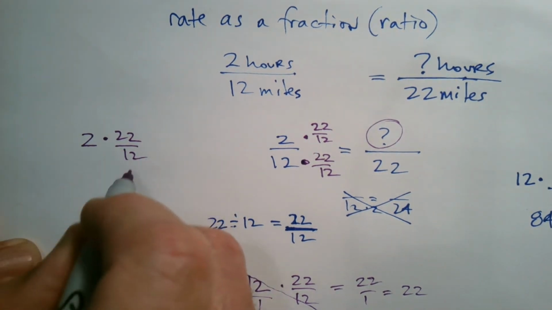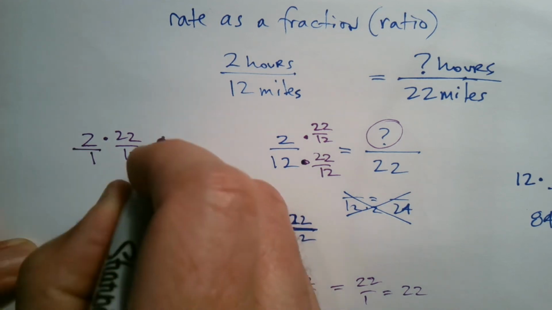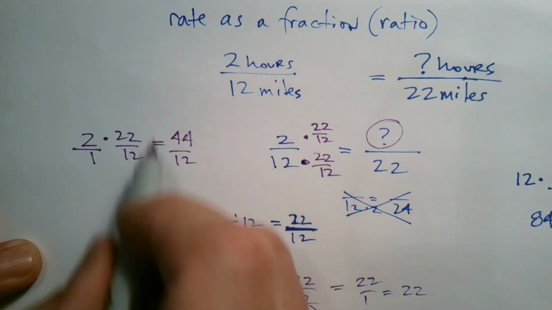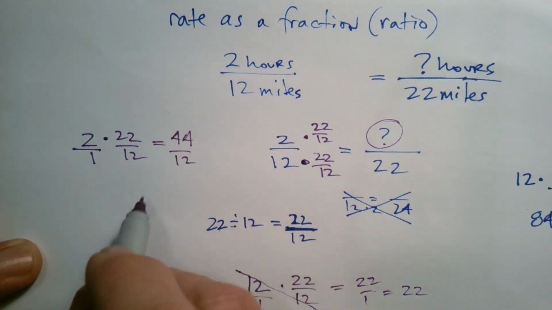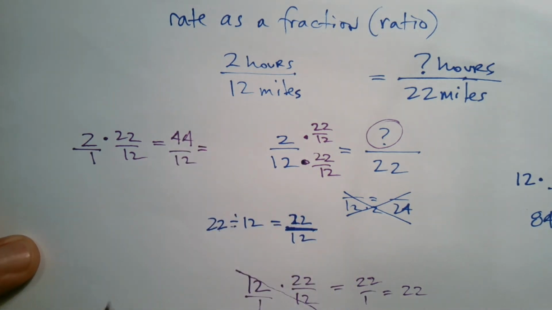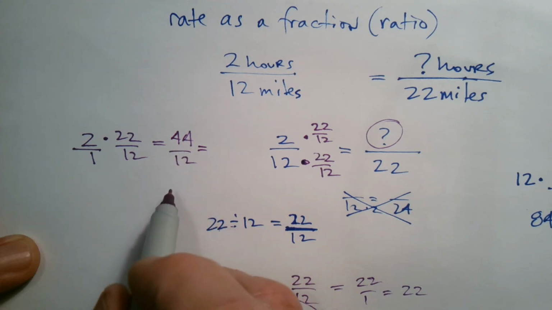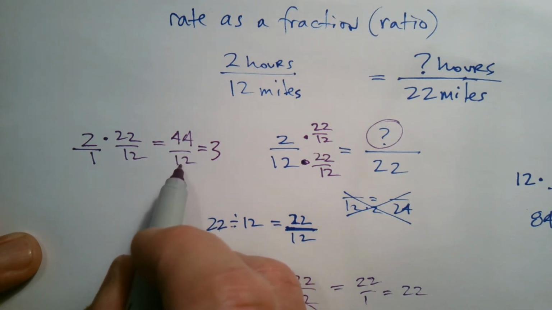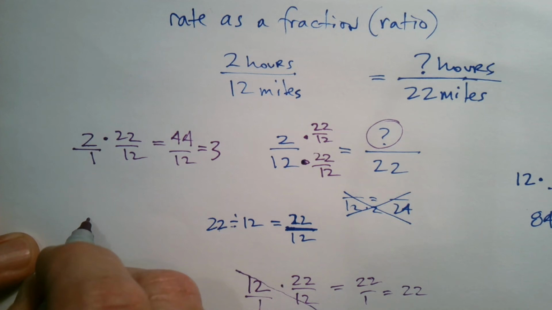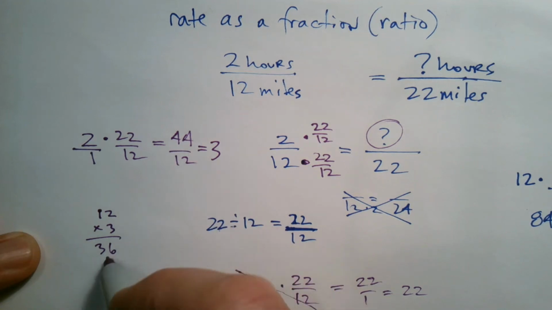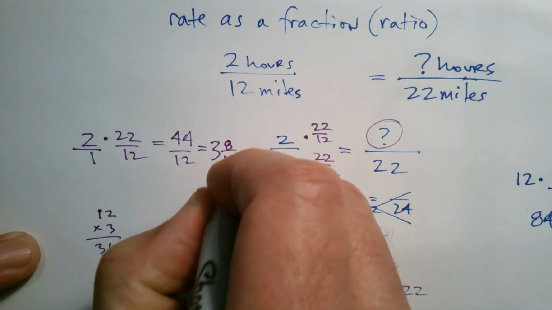Well, how do you multiply a whole number times a fraction? You put the whole number over 1, multiply straight across. 22 times 2 is 44 over 12. Now I've got to do the division here. And in this case, I'm going to leave my answer as a fraction, so I'm going to make this into a mixed number. So how many times does 12 go into 44? About 3 times. With what left over? Let's see. 3 times 12 is 36. So 12 times 3 is 36, right? So then the difference between 36 and 44 is 8. So the answer would be 3 and 8 twelfths.